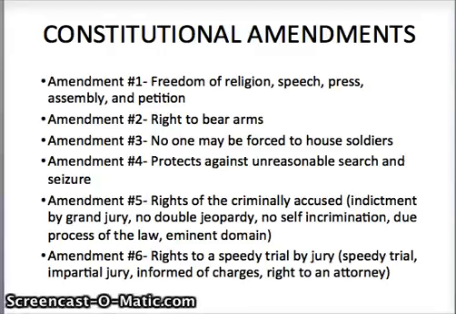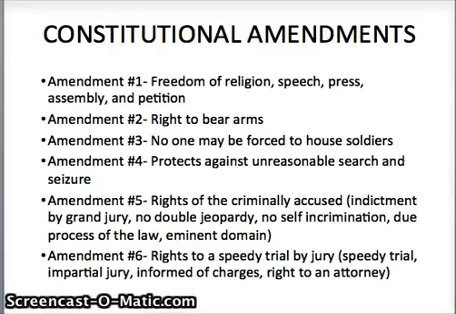Amendment 2 is the right to bear arms. Hold your arms out in front of you. Roll your sleeves up. What do you have? 2 bare arms. Amendment 3, no one can be forced to house a soldier. In other words, no quartering of soldiers. If a dude knocks on your door, you can say no.